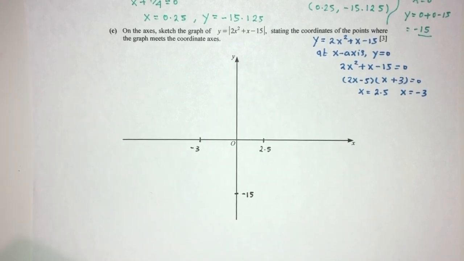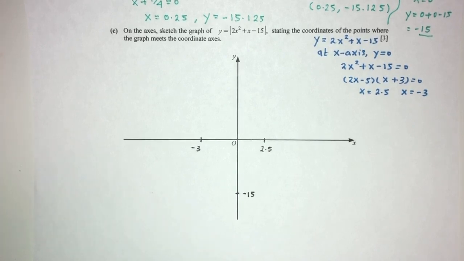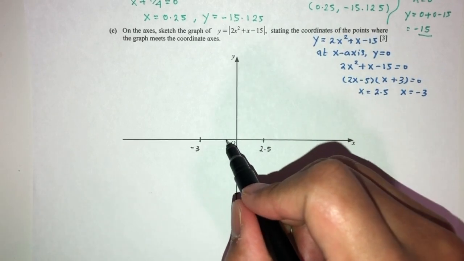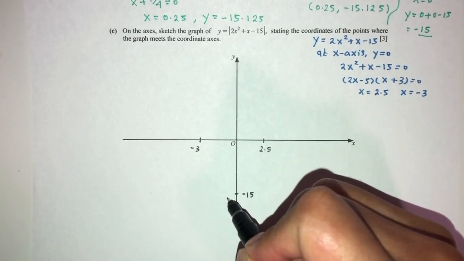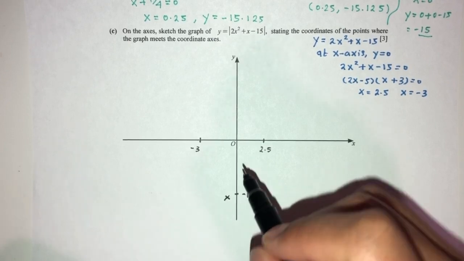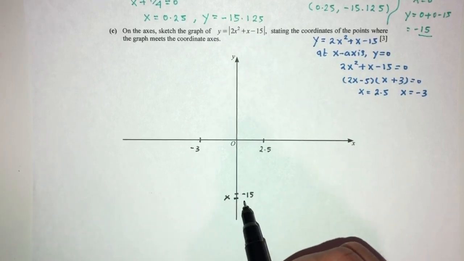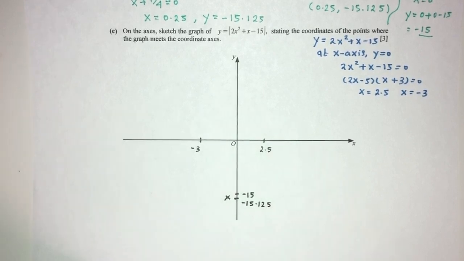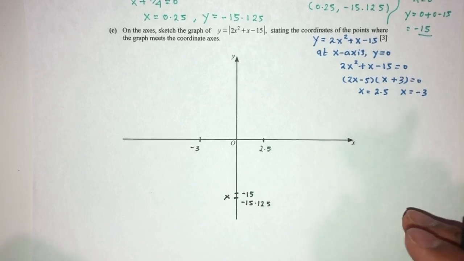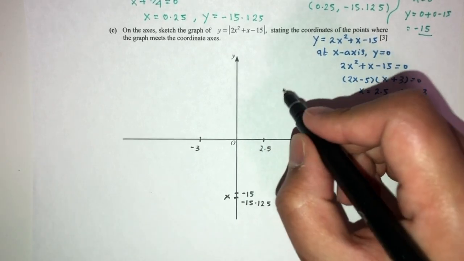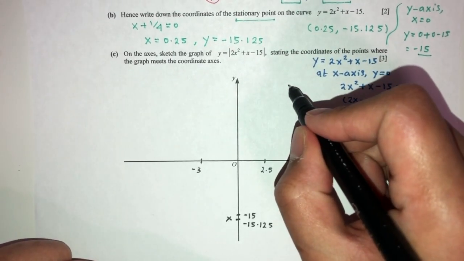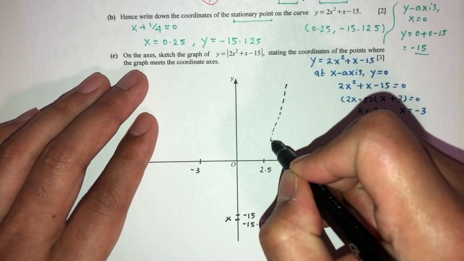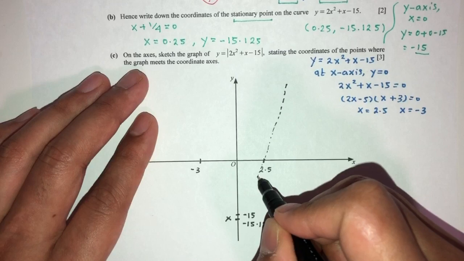And then, of course, we have to have the minimum point, which is at x equals minus 0.25, and that should be somewhere over here. That's the minimum point, which is minus 15.125. Okay, so let's join that to form our curve. So it should look something like this. Let's try your best. Okay, mine is not the best, obviously, as you can see.